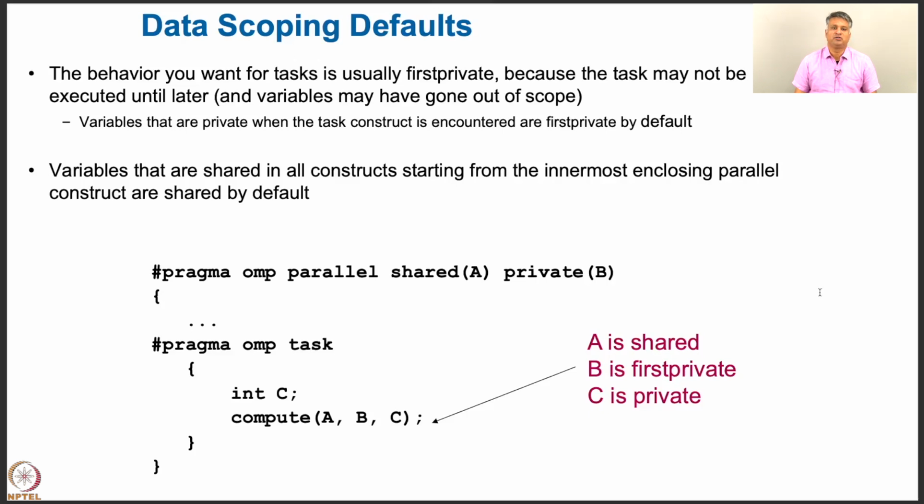So the behavior you want for tasks is definitely usually firstprivate, because a task may not be executed until quite later, or the variables may have gone out of scope. Now, the variables that are shared in all constructs starting from the innermost enclosing parallel construct are shared by default. So if you look at this snippet of code where I declare OMP parallel shared A private B, and then I have a task OMP task int C compute A, B and C, in this case, A is shared, B is actually firstprivate, and C is private for each of the tasks.